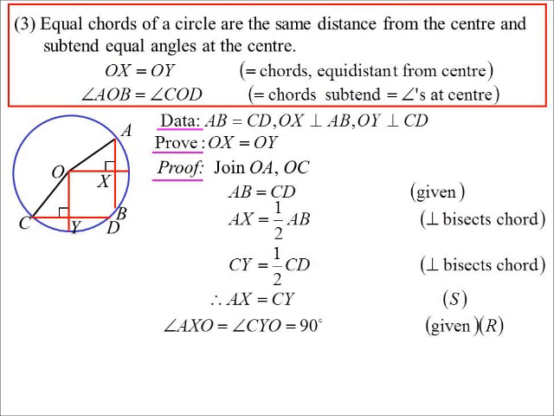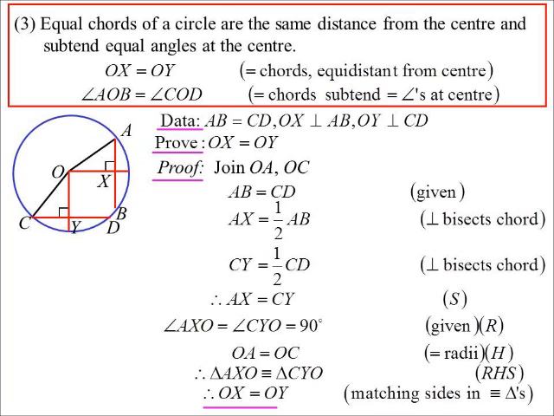AXO is CYO is 90 degrees, that was given information. So I have a right angle. I have the equal radii, that would be the hypotenuse. I can use the right angle hypotenuse side proof. Okay, I now know they're congruent. So I can say, well, OX is equal to OY. Matching sides in congruent triangles.